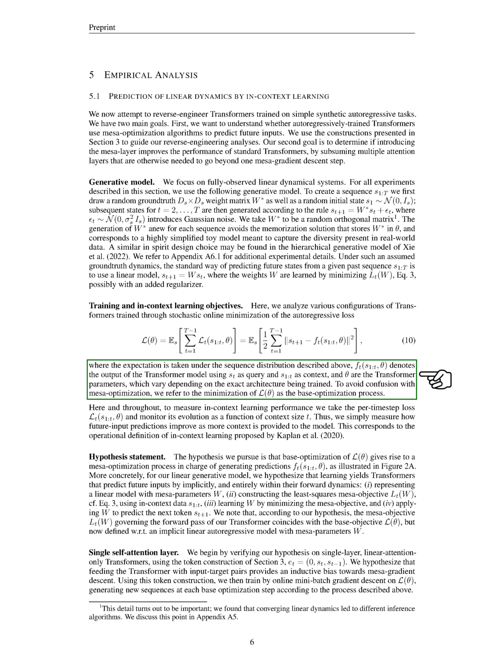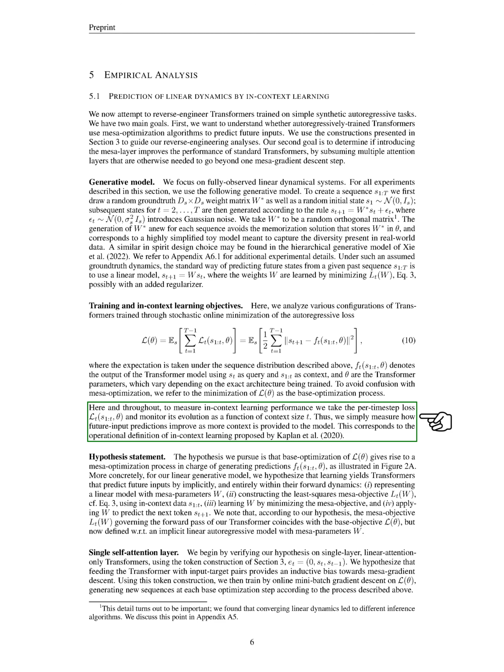This loss function measures the difference between the actual future state and the predicted future state. The transformer model uses the current state as a query and the past sequence as context. We refer to the minimization of this loss function as the base optimization process. To measure in-context learning performance, we monitor the evolution of the per-time step loss as a function of context size. This allows us to see how the prediction of future inputs improves as more context is provided to the model.